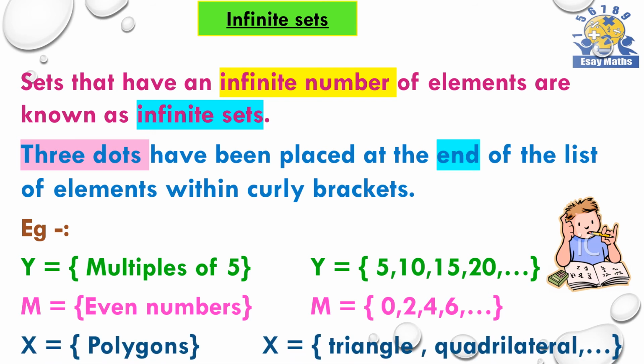Next one, the set X, polygons. What are the types of polygons? Triangle, quadrilateral, pentagon, hexagon, heptagon and so on. So this is also an infinite set. We can express the set as X is equal to {triangle, quadrilateral, and put a comma and 3 dots}. You should write all the elements within a pair of curly brackets.